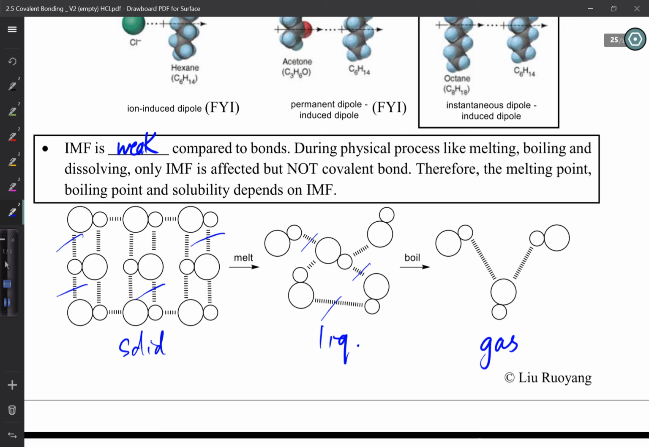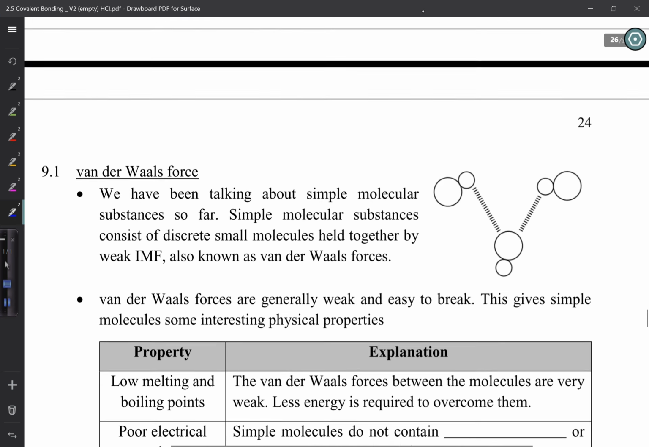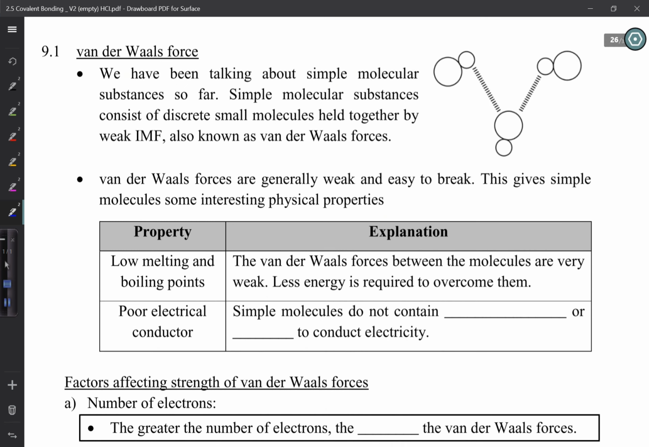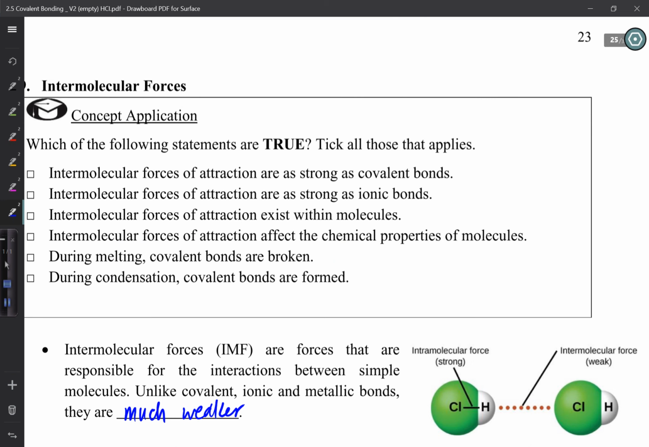If you forget, just recall what I told you about water. When you boil water, you don't get hydrogen gas and oxygen gas. So that's why, alright, one of the options is wrong here. That's why this is wrong.